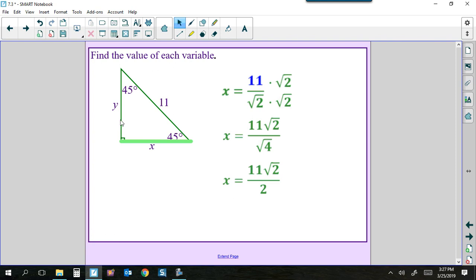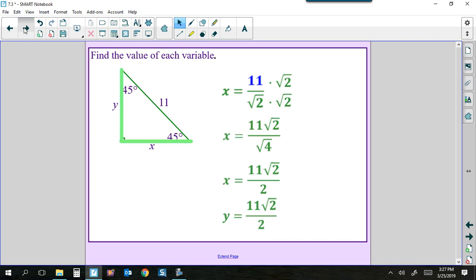Y is going to just be the other leg. Well, legs equal each other, so therefore y must also equal 11 square root of 2 over 2. So easy. So that is going to be the process for your 45, 45, 90. I think I gave you the most difficult type. This is going to be the most difficult type right here. I think the rest should be pretty easy for you guys.